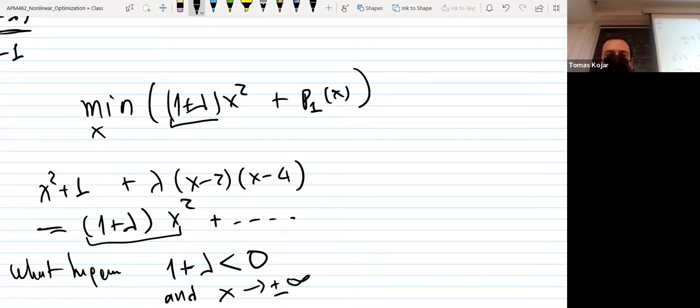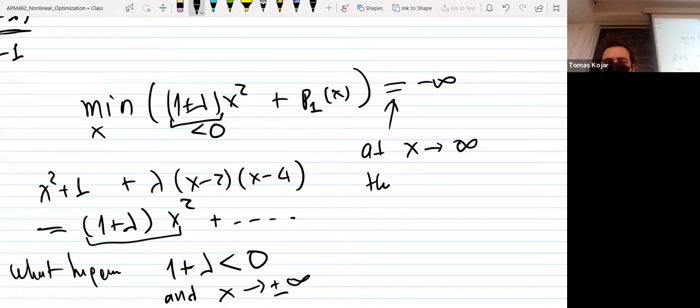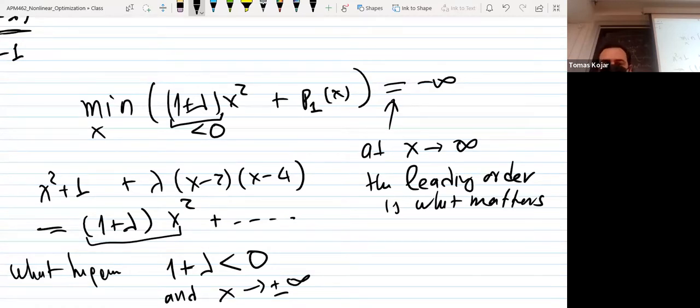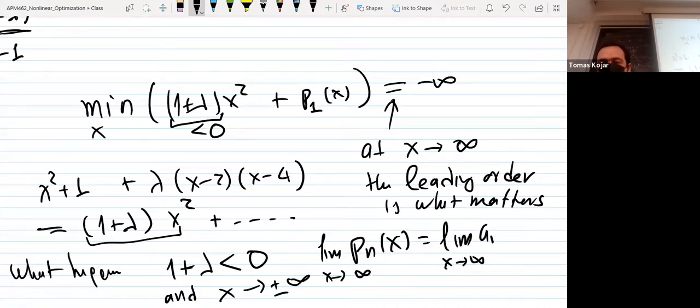Well, if you force me to have this guy be negative, then the minimizer is, I can take x squared in either direction, just to infinity. Because remember, at infinity, the leading order is what matters, right? I don't know if you remember this from calculus. Whenever you have a polynomial Pn of x, its limit as x goes to infinity is equal to the limit of its top coefficient.